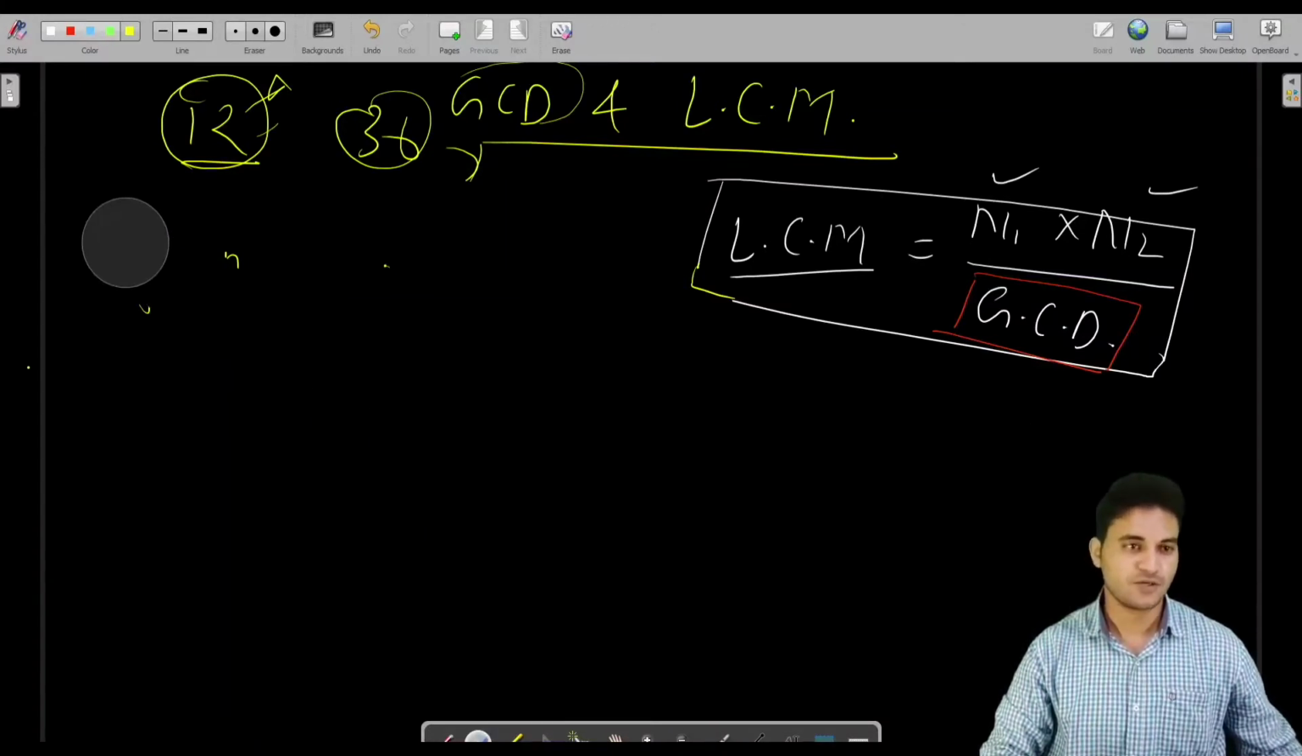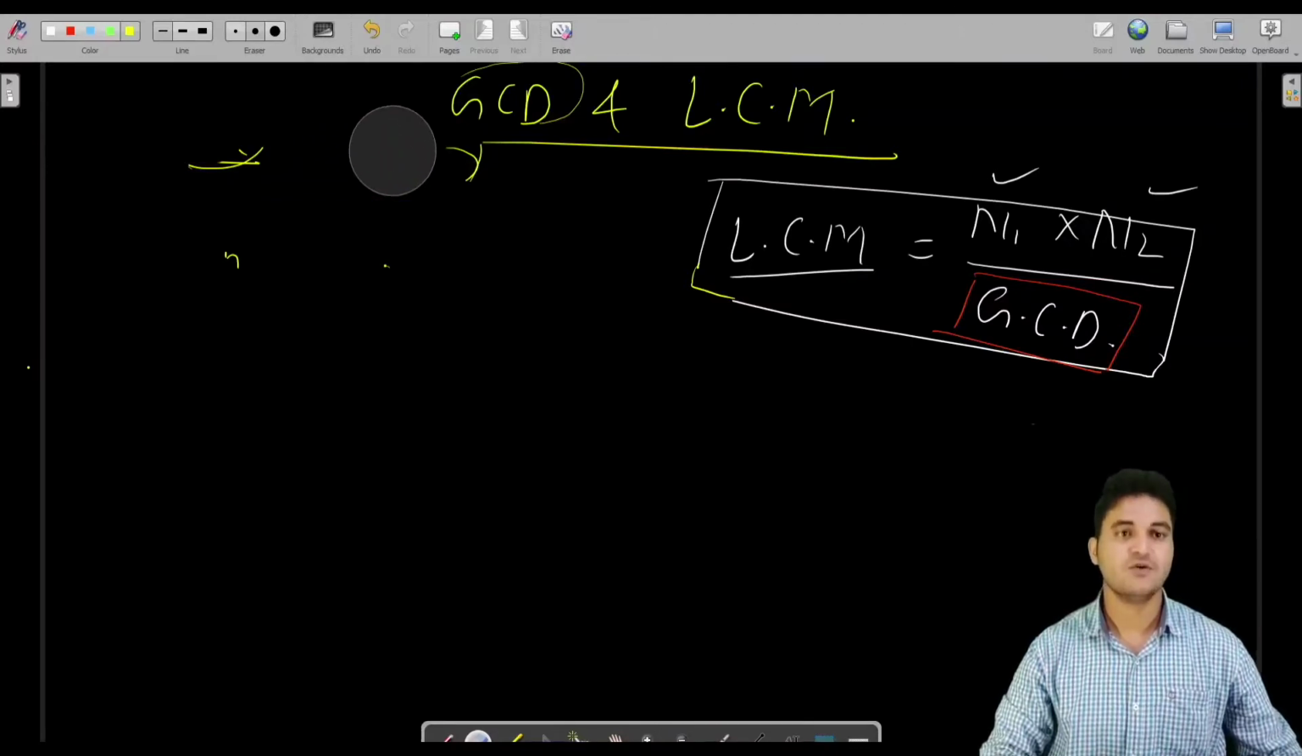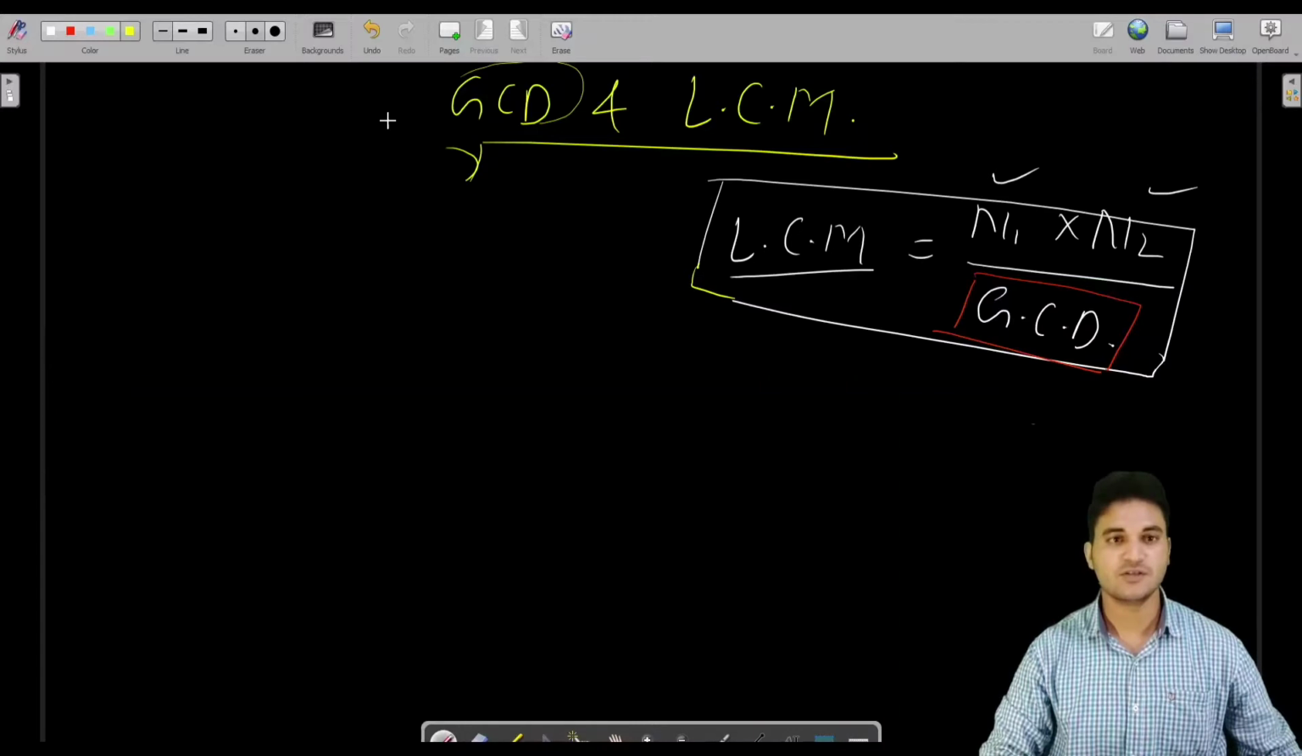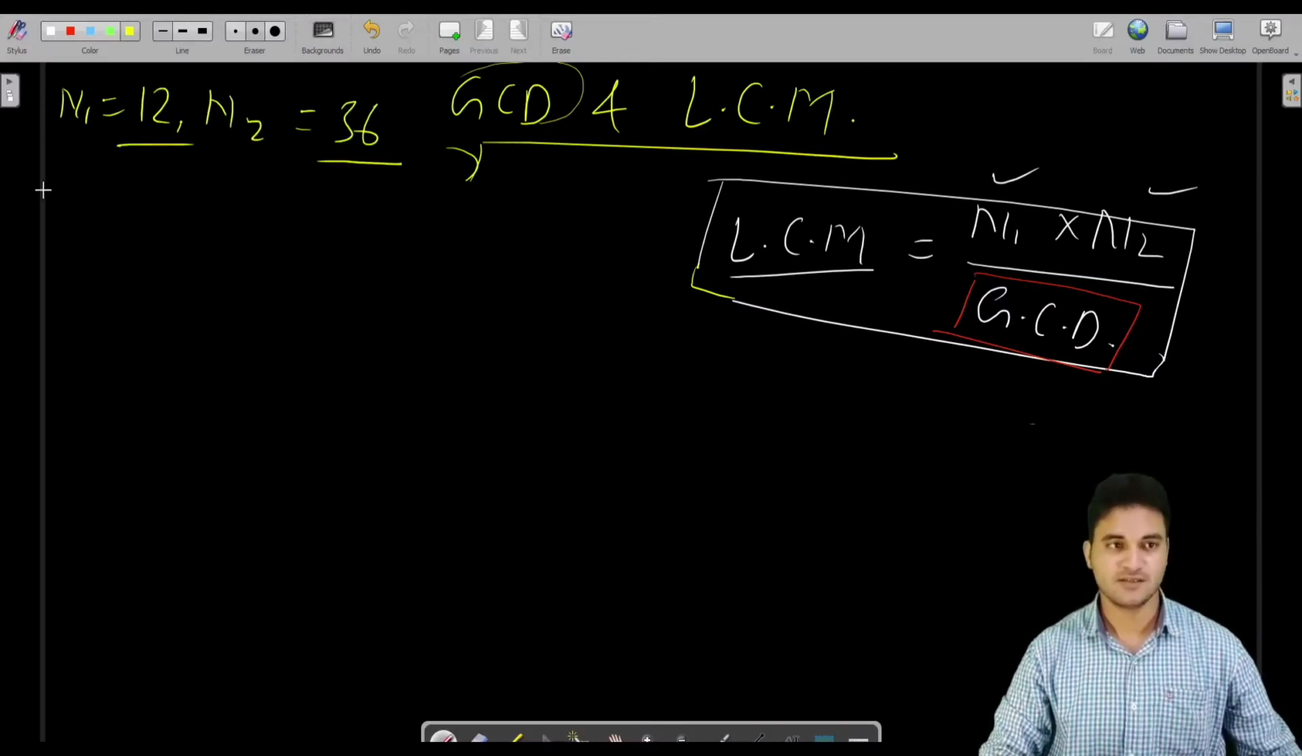I am not going to discuss that; I am hoping that you already know how to write the brute force approach. I am going to discuss the optimal solution. So what is the optimal solution? Let us say you have been given two numbers, n1 is 12 and n2 is 36. We have to calculate the GCD and LCM for this. Let us suppose I am calculating the GCD, greatest common divisor.